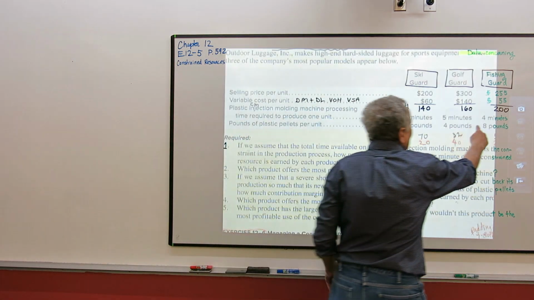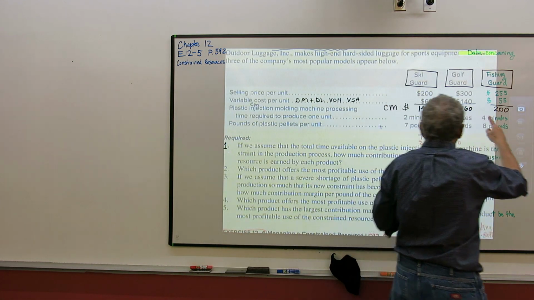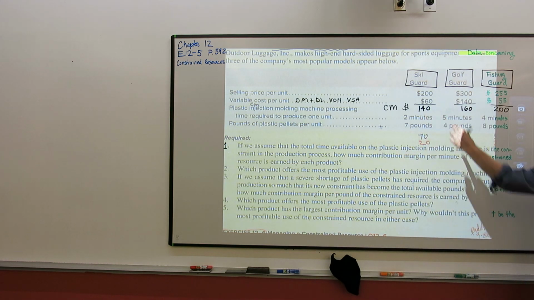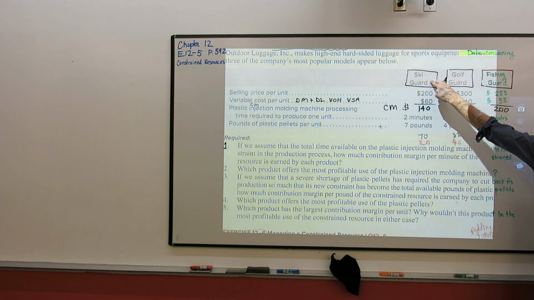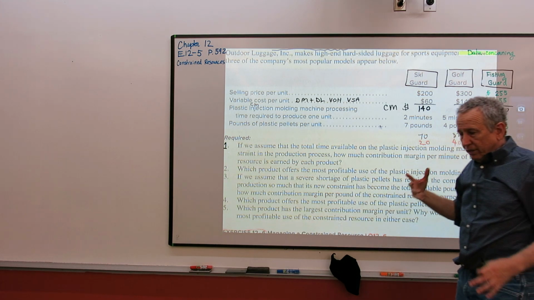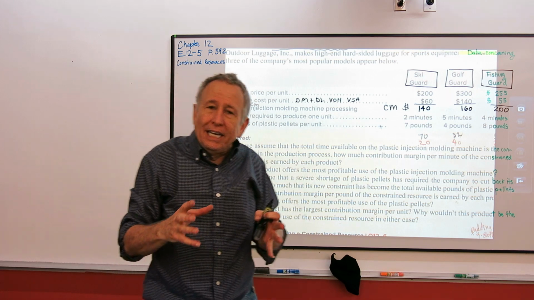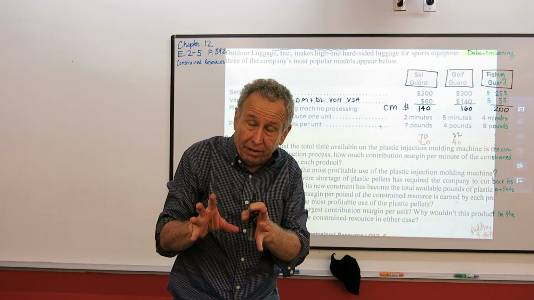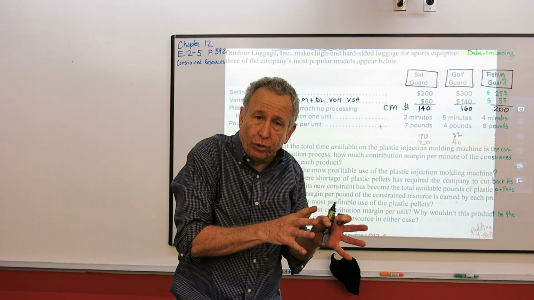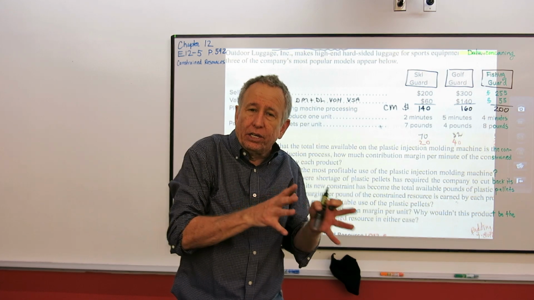This no longer applies. 200 ranks first, this ranks second, this ranks third. But now what happens? The ski guard's the best, the second best is the fishing guard, and the third is the golf. It throws it all out. In other words, what's the most profitable product? It depends. It's relative to your constrained resource. How much profit can you make given a constraint?